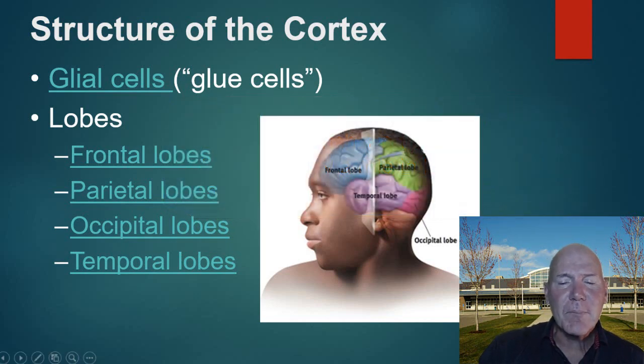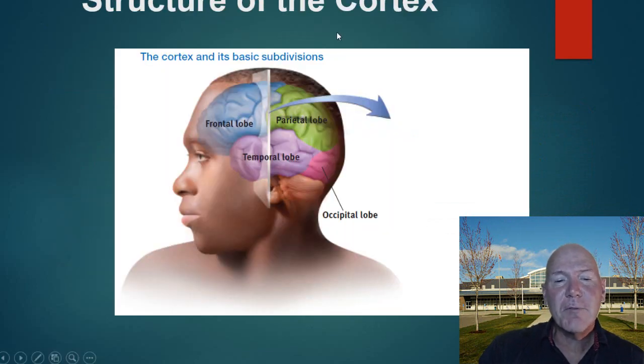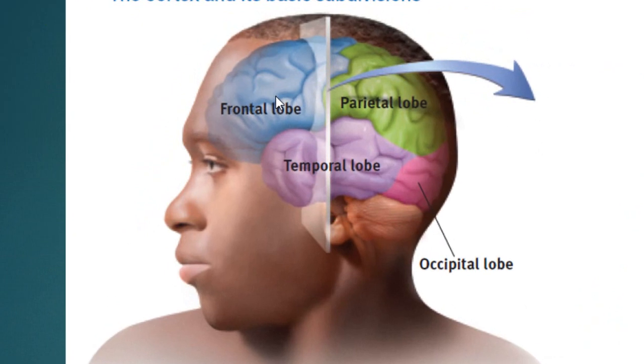So on your brain, we've divided the cortex into four lobes: the frontal, parietal, occipital, and temporal. So your frontal lobes obviously are in the very front. Isn't that hard to remember? Frontal lobe in the front.